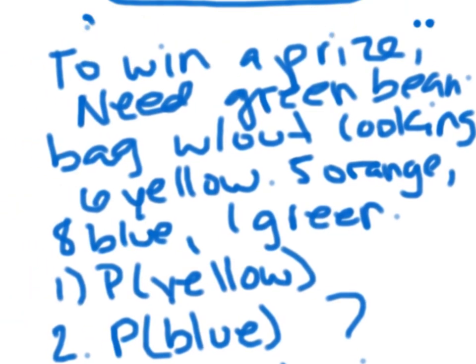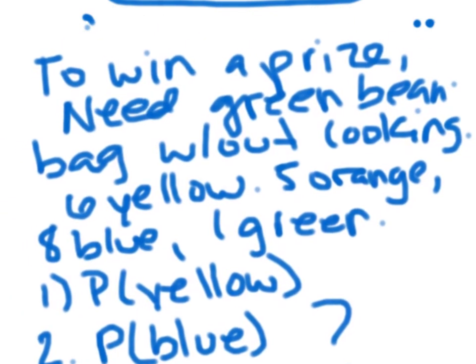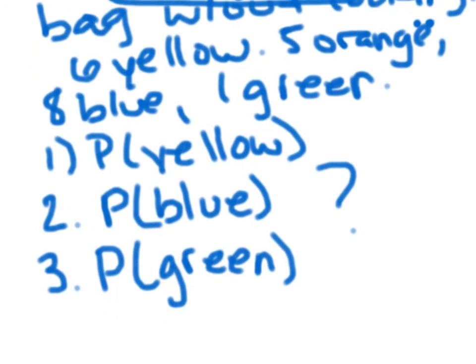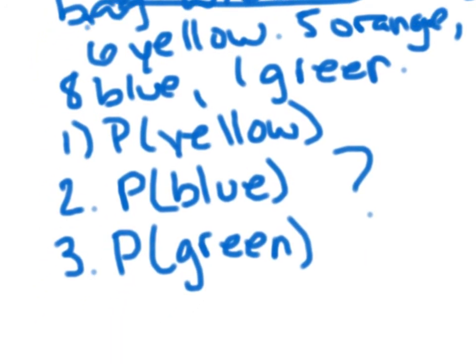All right, so to win a prize, we need to pick a green beanbag without looking. Our beanbags in there are 6 yellow, 5 orange, 8 blue, and 1 green. Find the probability of picking a yellow, find the probability of a blue, find the probability of a green. Go ahead, work it out, and then take a look at the key online.